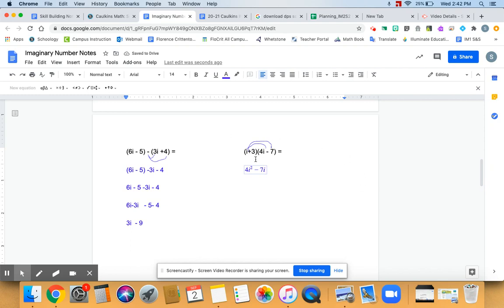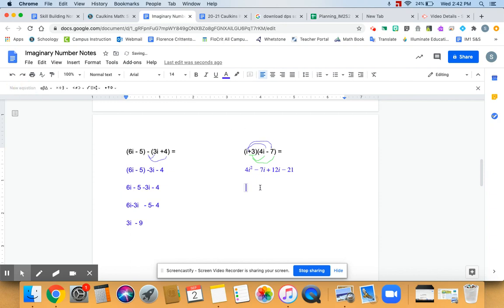So we've done the first term into both in the second. But I also have in my first parentheses this plus 3. So this one has to get multiplied to both terms in the second parenthesis as well. So when I do the plus 3 times 4i, well, what do I get? Plus 12i. And when I take the plus 3 and multiply it to the negative 7, what do I get? Negative 21.